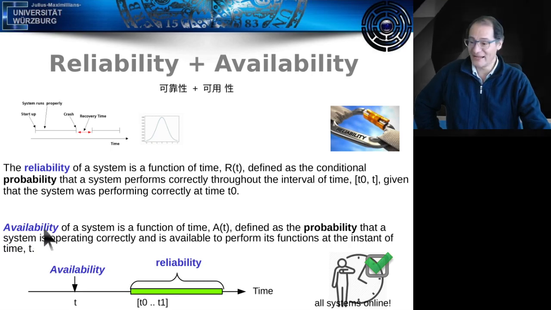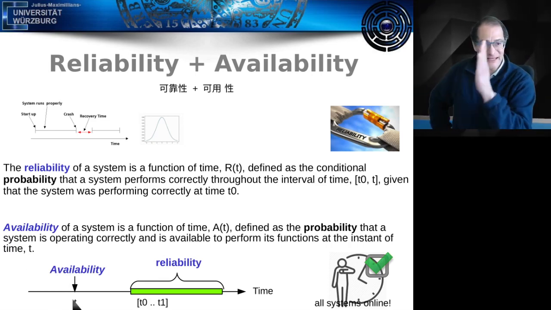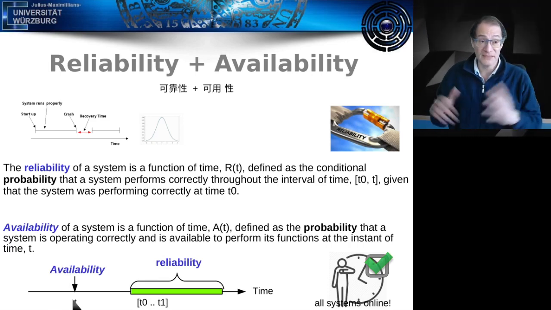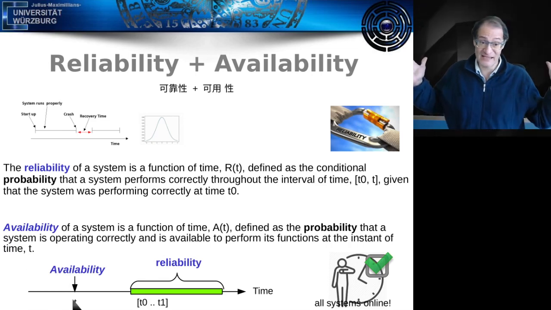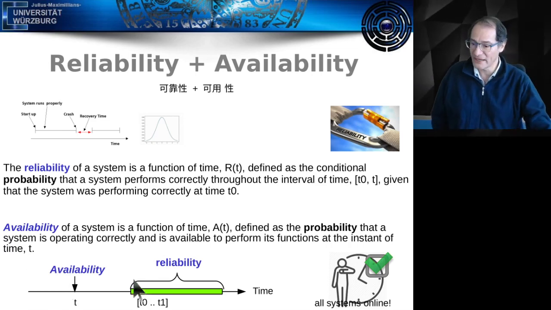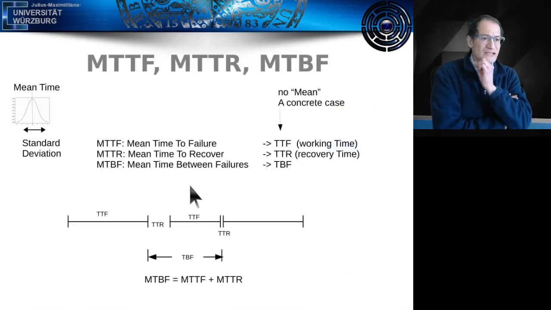We define the availability of a system as a function of a time point, which defines the probability that the system is operating correctly and available to perform its function at this instant of time t. So you take only this time point and ask, what is the probability that at this moment it is working? So for example, next Monday at 7 o'clock in the morning, are all systems online? So you can see the difference between availability and reliability. Good.